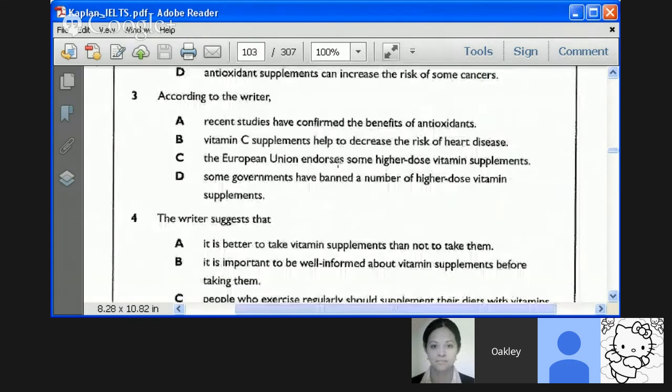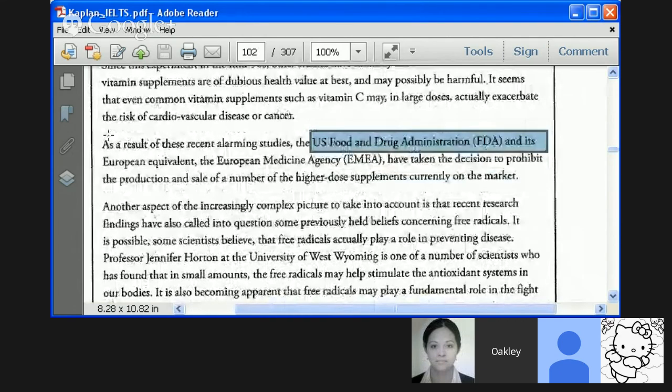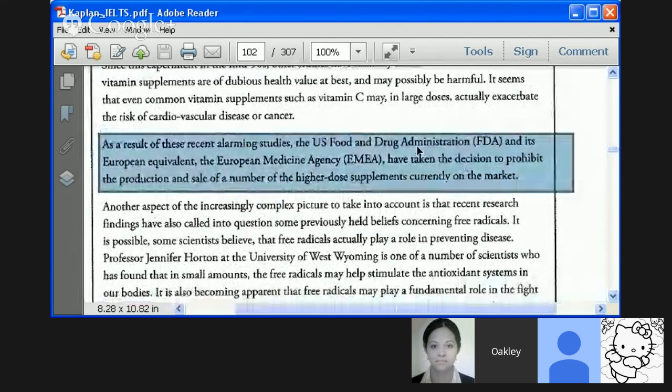All right, is that true? Well, let's take a look. There we go. We've got the short paragraph for the agencies. As a result of these alarming studies, these agencies, U.S. and European, have taken the decision to prohibit the production and sale of a number of the higher dose supplements currently on the market. Are they jointly funding research?